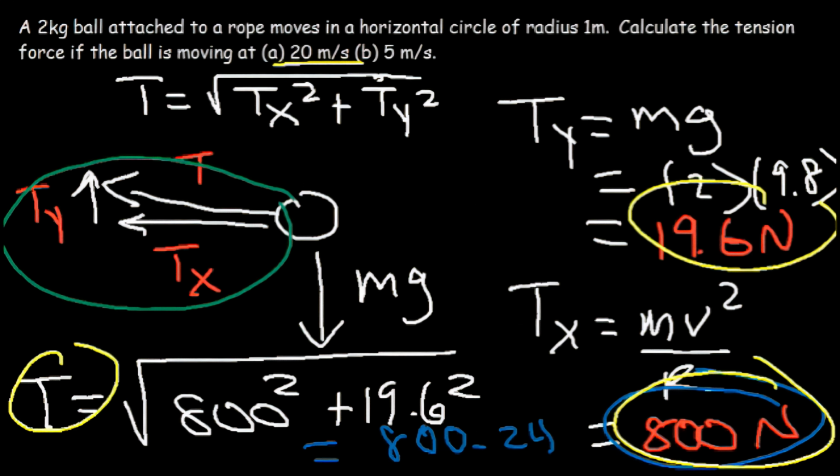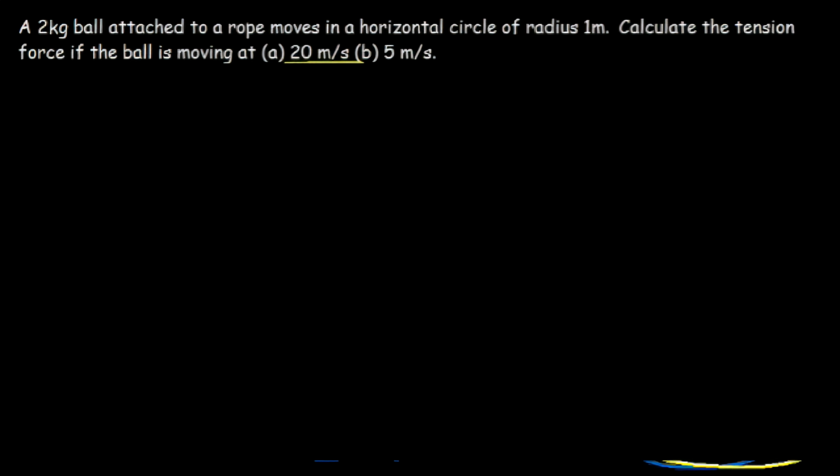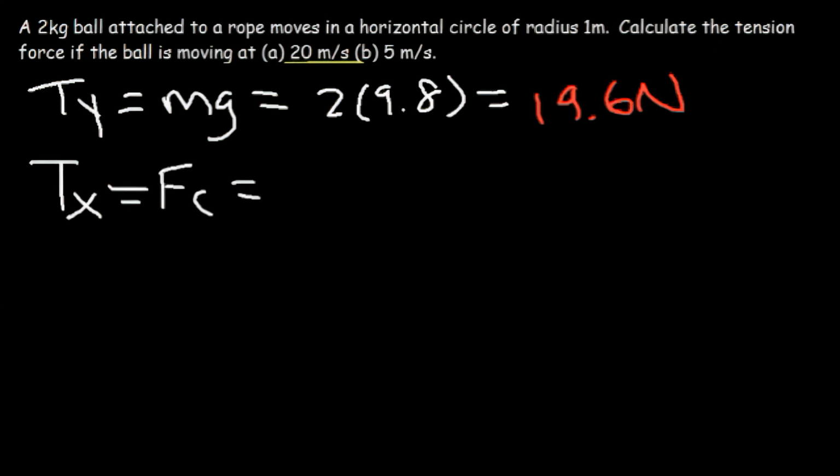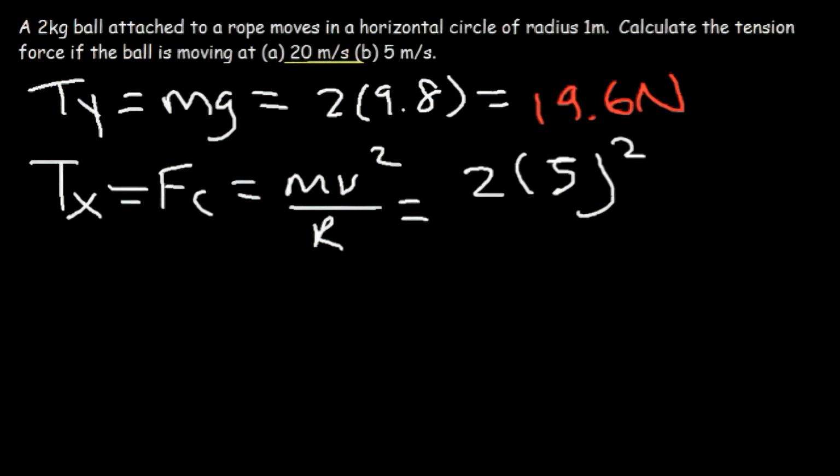But now let's see what the tension force will be when the speed is relatively low. So let's calculate Ty first. So Ty is still mg, which is 2 times 9.8. And so that's still going to be 19.6. So the weight force is not going to change. Tx is going to be different. Tx is equal to the centripetal force, which is mv squared over r. And the mass is still 2, but the speed is now 5. And the radius is still 1. 5 squared is 25, times 2 is 50. So the centripetal force is 50.